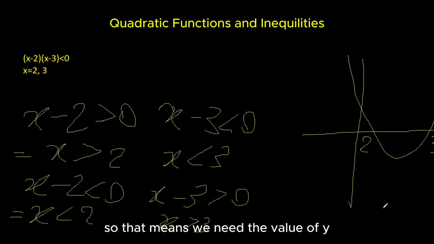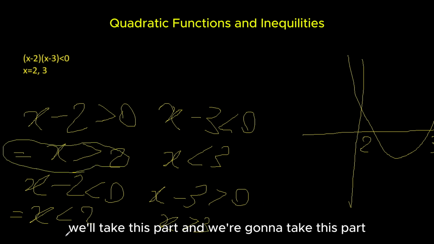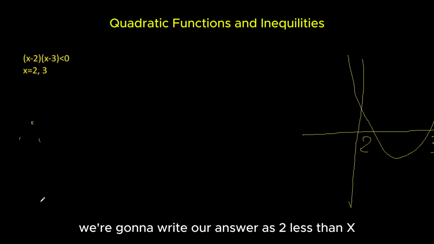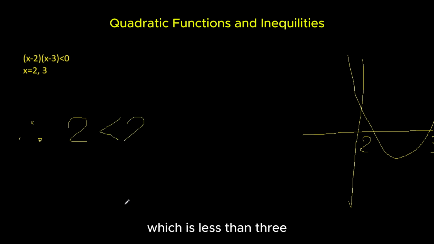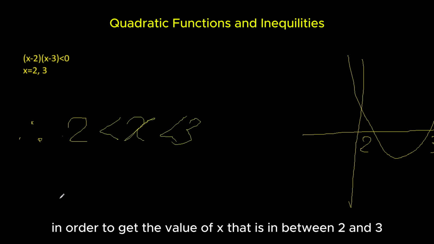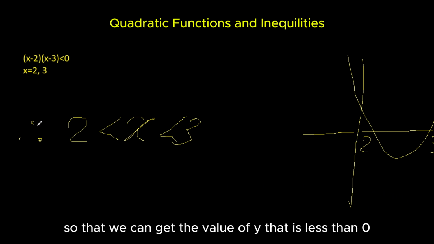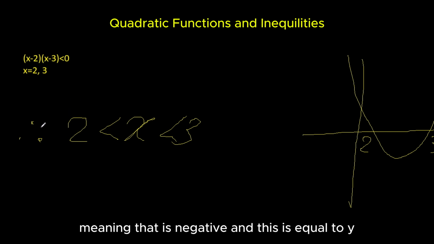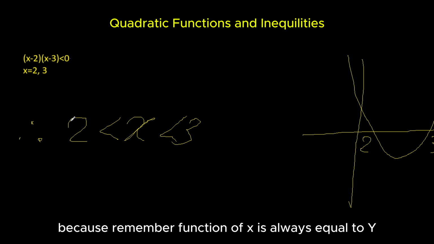So that means we need the value of y that is in between 2 and 3, meaning that x needs to be greater than 2 and x needs to be less than 3. So we'll take this part and we're gonna take this part. So simply we're gonna write our answer as 2 less than x, which is less than 3, in order to get the value of x that is in between 2 and 3, so that we can get a value of y that is less than 0, because over here x minus 2 times x minus 3 is less than 0, meaning that it's negative, and this is equal to y, because remember, function of x is always equal to y.